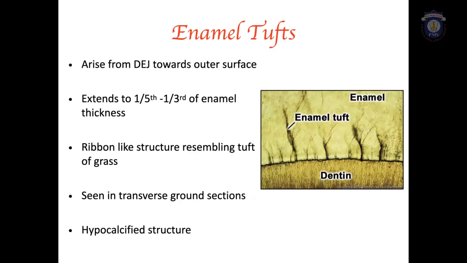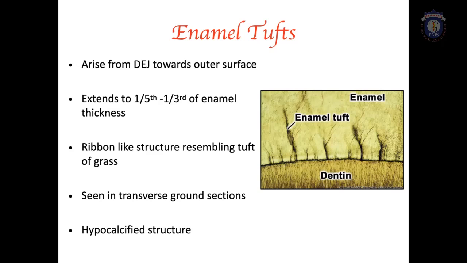Okay, now in this picture, if you can see the top portion, this area is called enamel, which is labeled, and the lower portion where you can see dentinal tubules is called dentine, and the line which is demarcating these two areas is the DEJ, and as I told you, it is not straight, it is scalloped, where the scalloping or the convexities are facing towards the dentine. And you can see some structures which are projecting towards the enamel, which are labeled as enamel tuft.